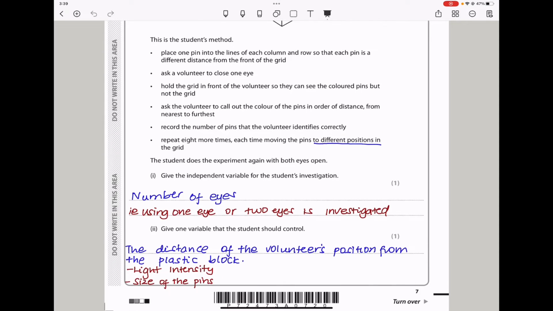Next they say, give 1 variable that the student should control. The student should control the distance of the volunteer from the plastic block. They should control the light intensity, meaning it should be the same for all experiments, and then the size of the pins should be the same.